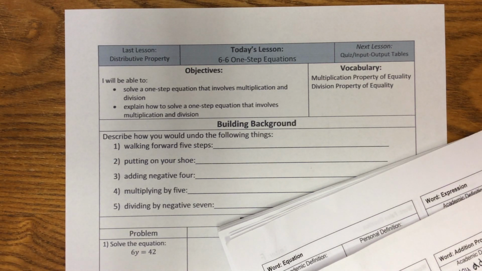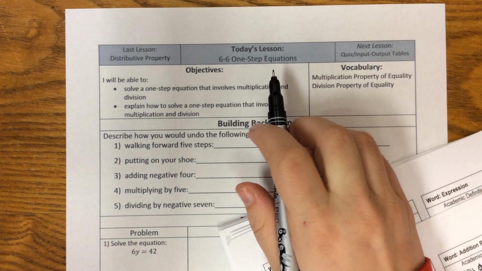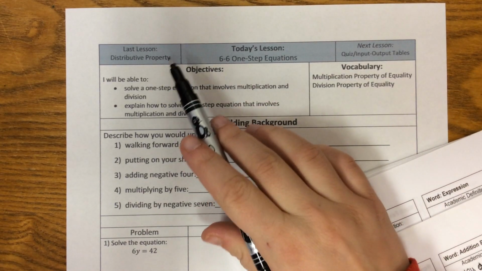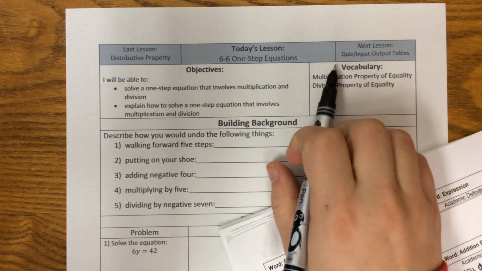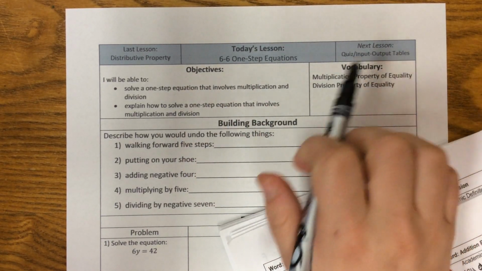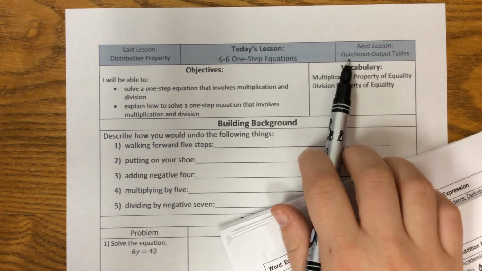Alright, so for 6-6, we're on one-step equations. We just finished our distributive property. We're then going to have a quiz, and then input and output tables is the next lesson. But first you have a quiz.